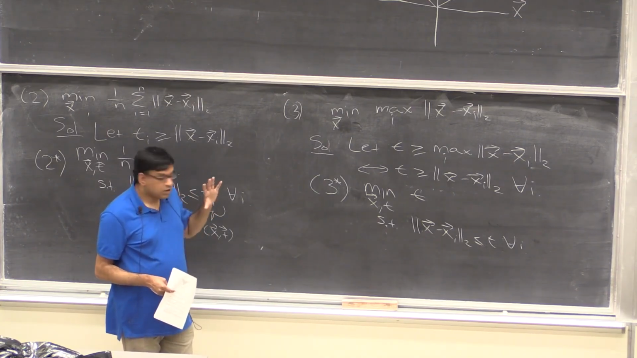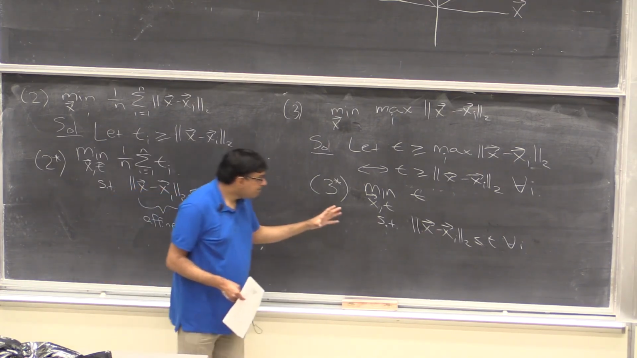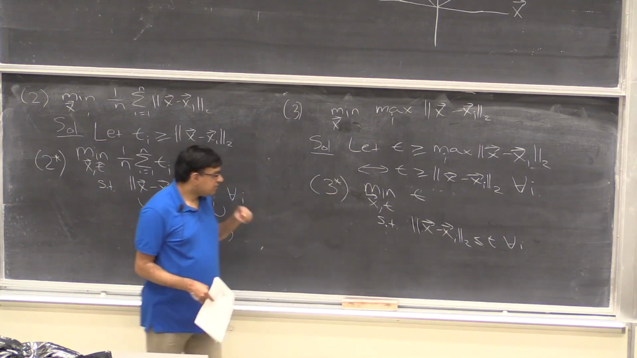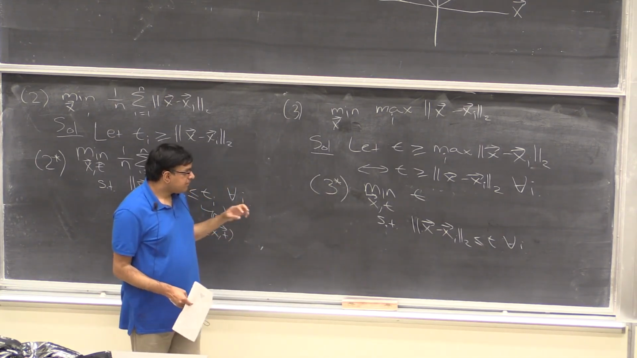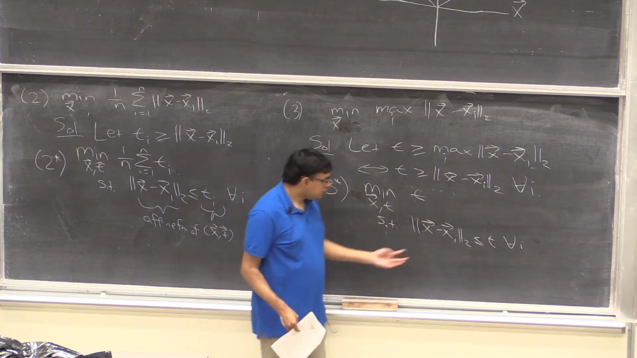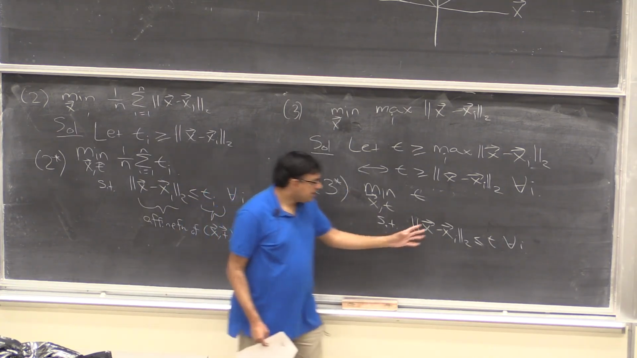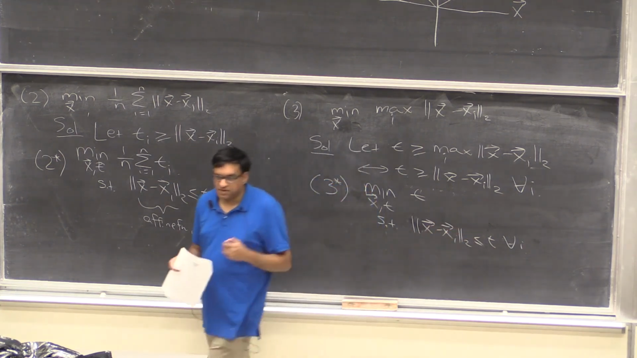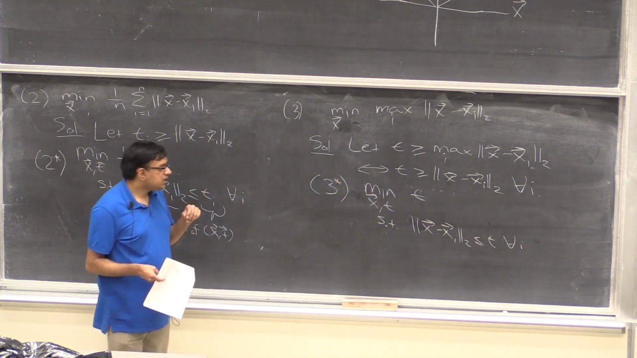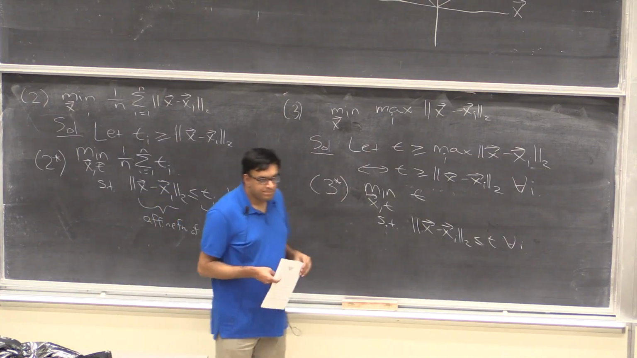So this is a second order cone program because the objective is an affine function of x and t. And each constraint has a 2 norm of an affine function of x and t on the left-hand side, and the right-hand side is also an affine function of x and t. So we're good. This is a second order cone program.